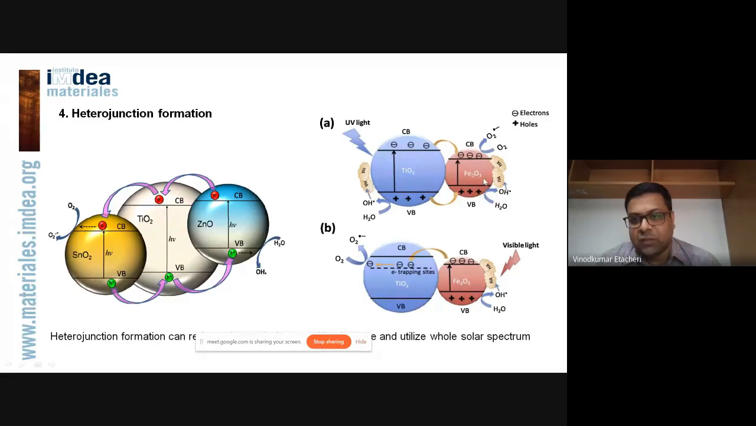a combination, like one narrow bandgap and one wide bandgap semiconductor with different energy levels. If we form a heterojunction, this can be active in both UV light and visible light, depending on the light that we provide. So it's basically two mechanisms in this case. One is visible light absorption, and another one is reducing the electron-hole recombination kinetics to improve the performance.